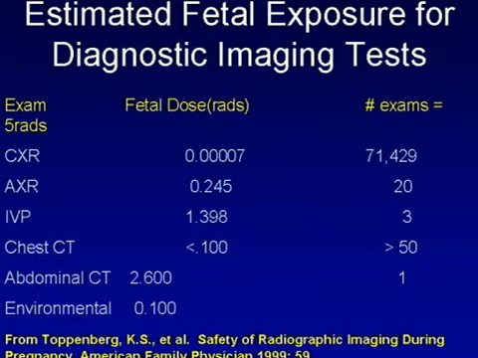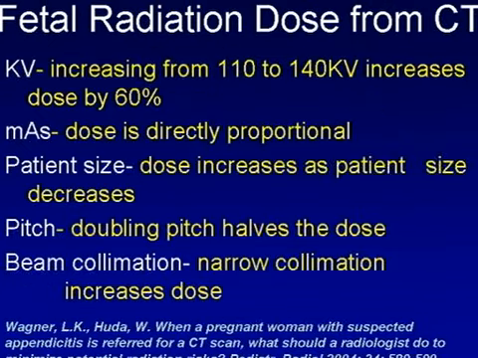The dose will increase for an abdominal film, where we see it's about 1/4 of a rad, and then you can see the other numbers here. Chest CT, the dose is less than a rad. An abdominal CT, the dose is about 2.5 rads. So you can see that one examination is going to put you close to that 5 rad threshold limit. And just for interest, the estimated exposure to the fetus just from background radiation is about 1/10 of a rad.